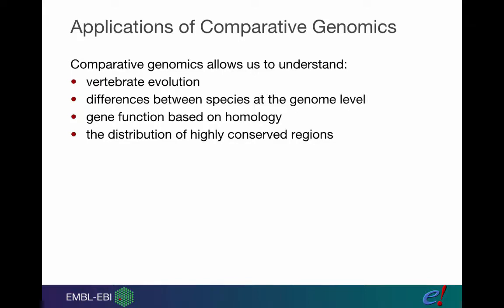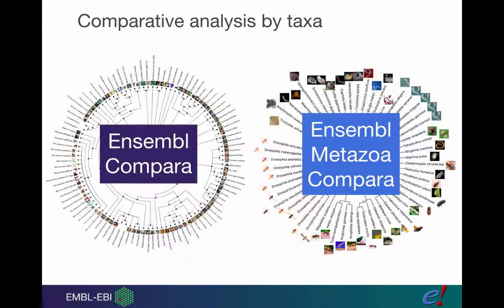So comparative genomics allows us to understand vertebrate evolution. This helps us to understand the differences and the similarities between species at the genome level. It also allows us to infer gene function based on homology, and it helps us to identify highly conserved regions, which are important in identifying what regions might be functional.